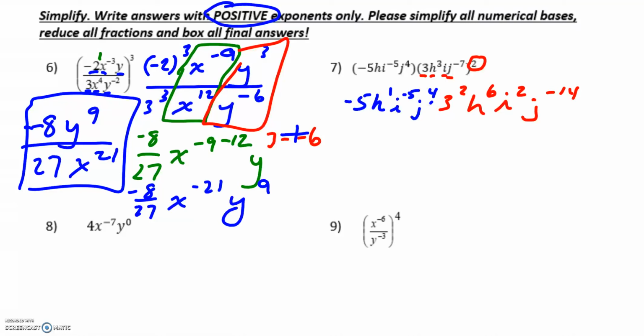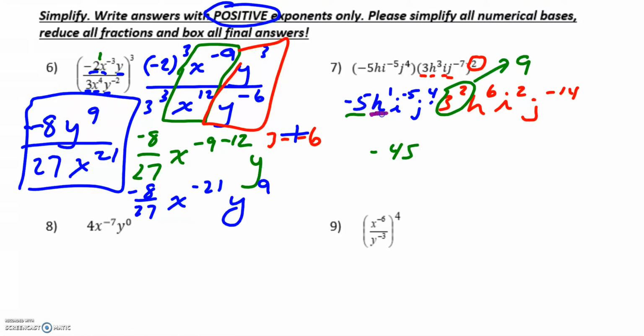So at this point, I want to start to combine like terms. First, the 3 squared is really 9. So if I looked at negative 5, we're multiplying here, so negative 5 times 9 would be negative 45.